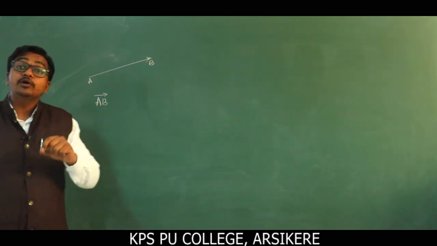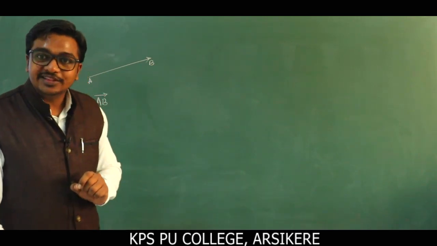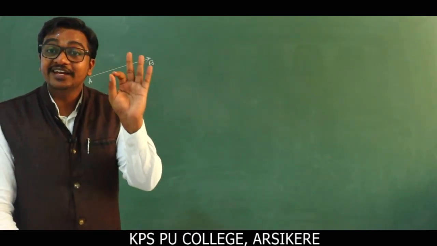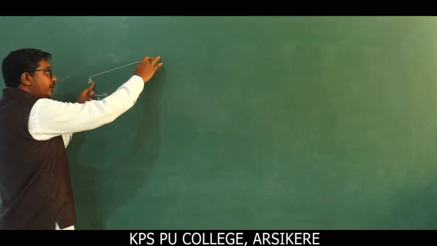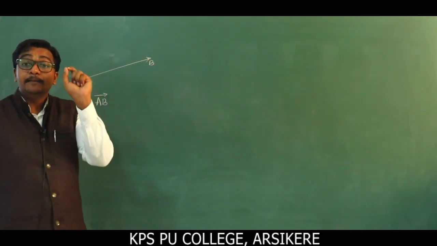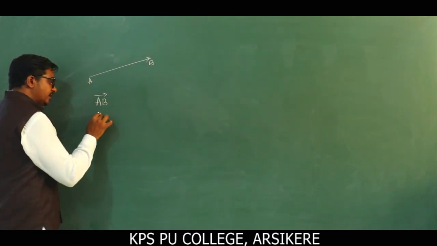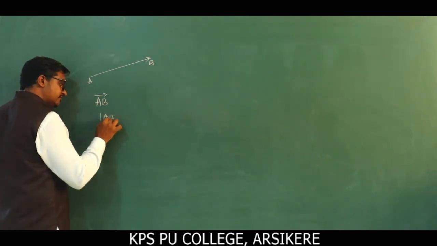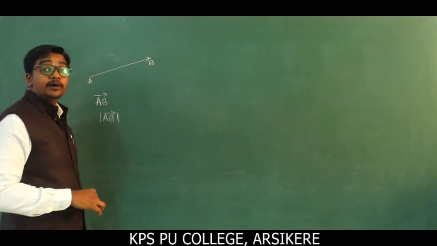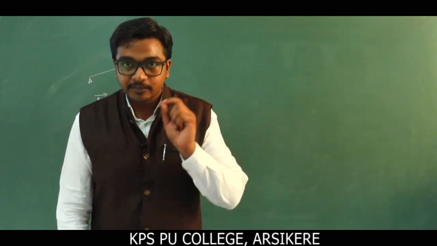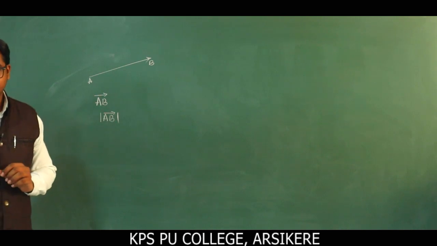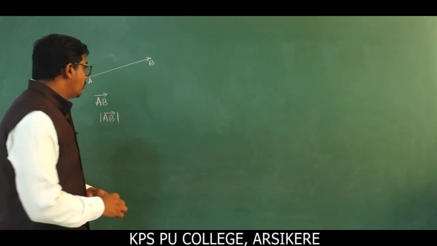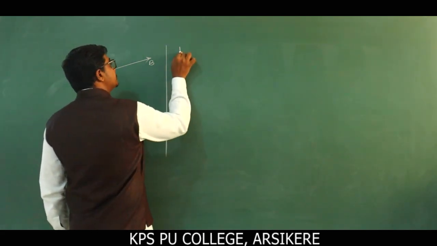And what about magnitude? Magnitude is nothing but the length of the line segment. So the length or distance from A to B, the initial point to the terminal point, is called the magnitude. The representation here is modulus of AB. So this represents the magnitude of vector AB. This is the representation of a vector. Next we are going to discuss types of vectors.